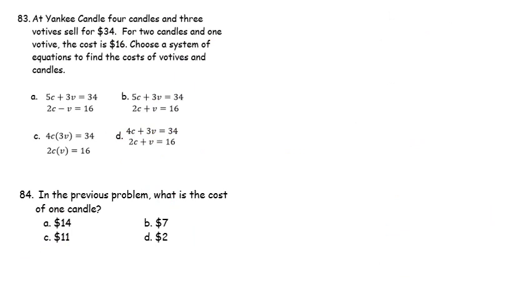83. At Yankee Candle, 4 candles and 3 votives sell for $34. So we've got 2 candles and 1 votive, and the cost is $16. Choose a system of equations. So right now there's nothing that we need to solve. All we need to do is just find the equations to work out for this.